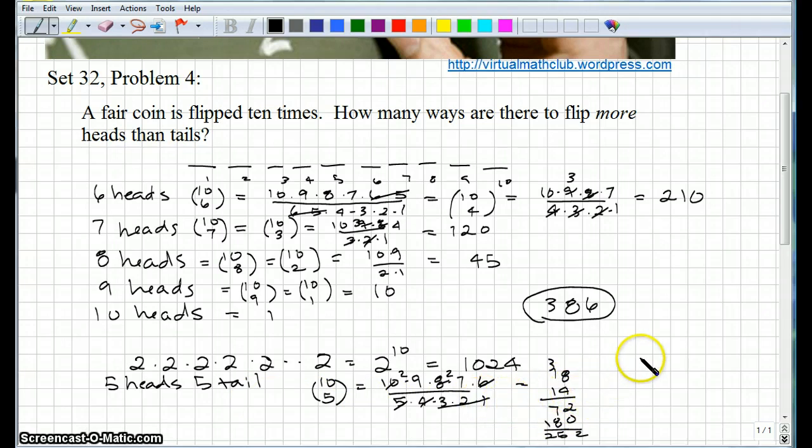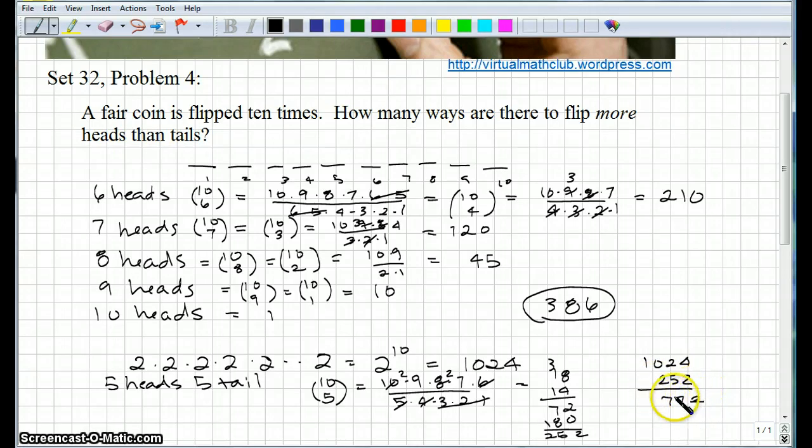And so let's subtract that, because I want more heads than tails. I don't want an equal number of heads and tails. So I'm going to take 1,024 and subtract 252. That gives me, what, that's 772, right?